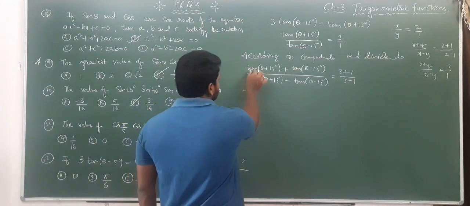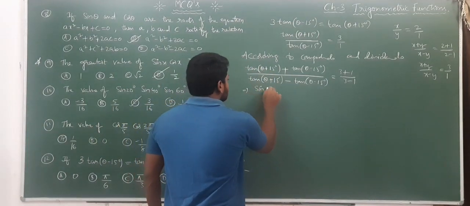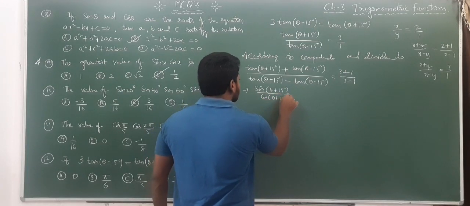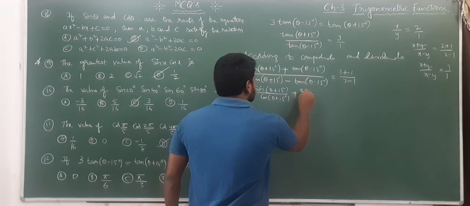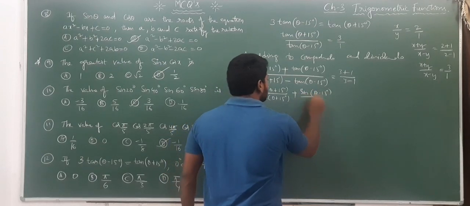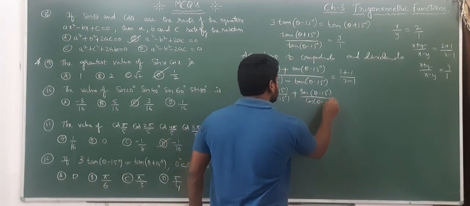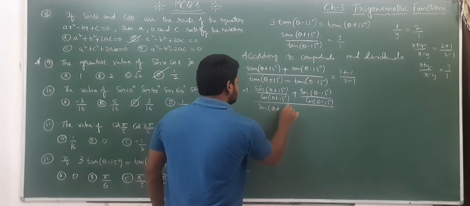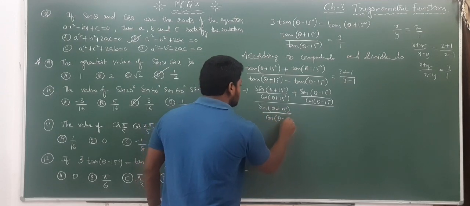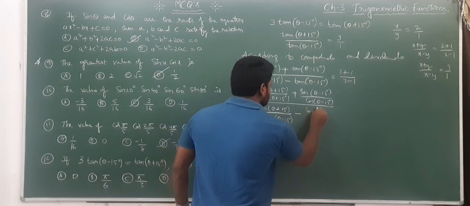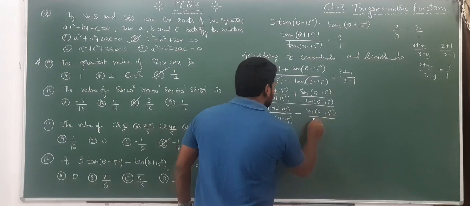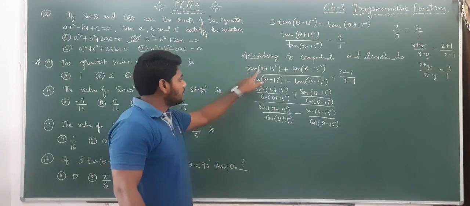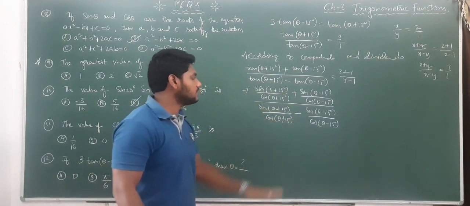So the method is, tan can be written as sin(theta plus 15 degrees) by cos(theta plus 15), plus sin(theta minus 15 degrees) by cos(theta minus 15 degrees), the whole divided by sin(theta plus 15 degrees) by cos(theta plus 15 degrees) minus sin(theta minus 15 degrees) by cos(theta minus 15 degrees). Here tan is sin by cos, sin by cos, so you write it like this.